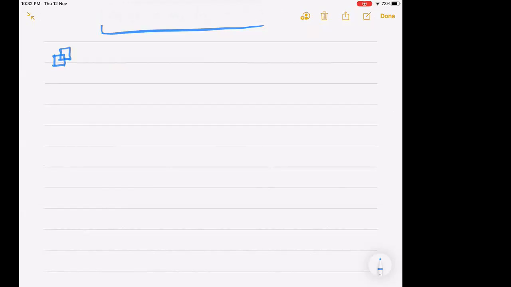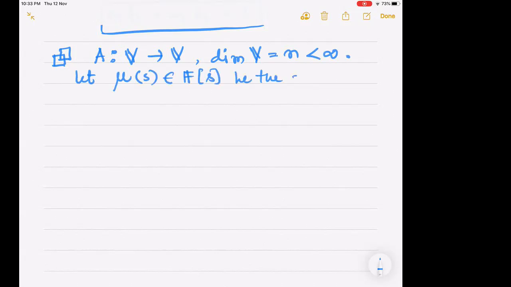Okay, so pay attention. Coming back to our vector spaces and linear operators. Let me remind you, A is a linear operator from V to itself, where V is a finite dimensional vector space. The dimension of V is n, less than infinity, so it's a finite dimensional vector space over the field F, right? Okay, now let mu(s) be the minimal polynomial of A.